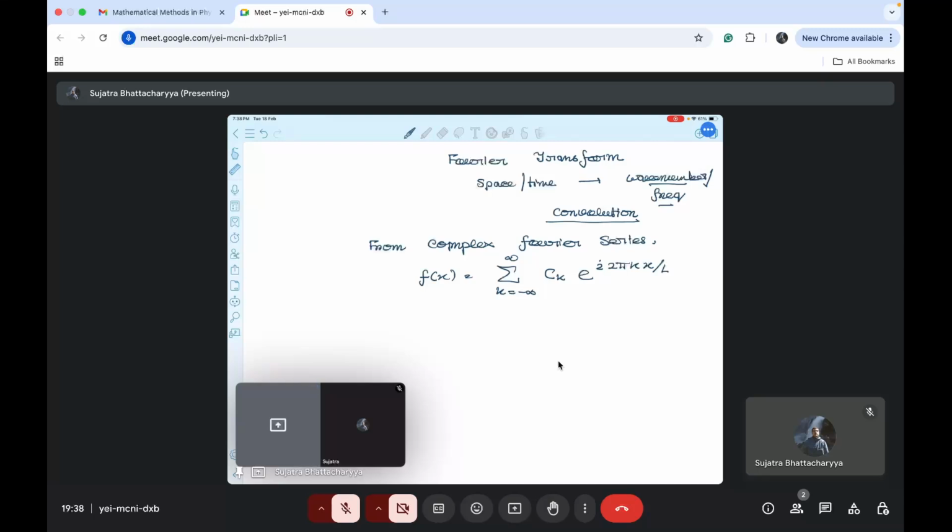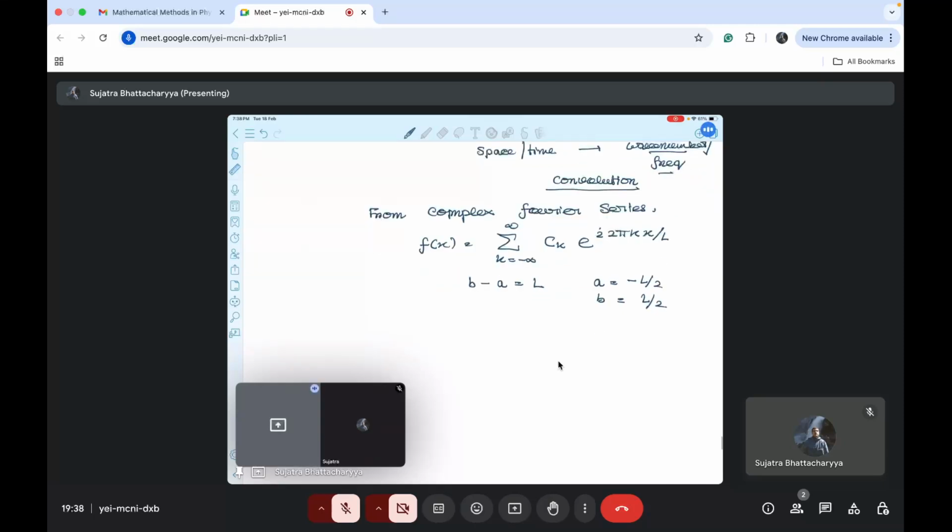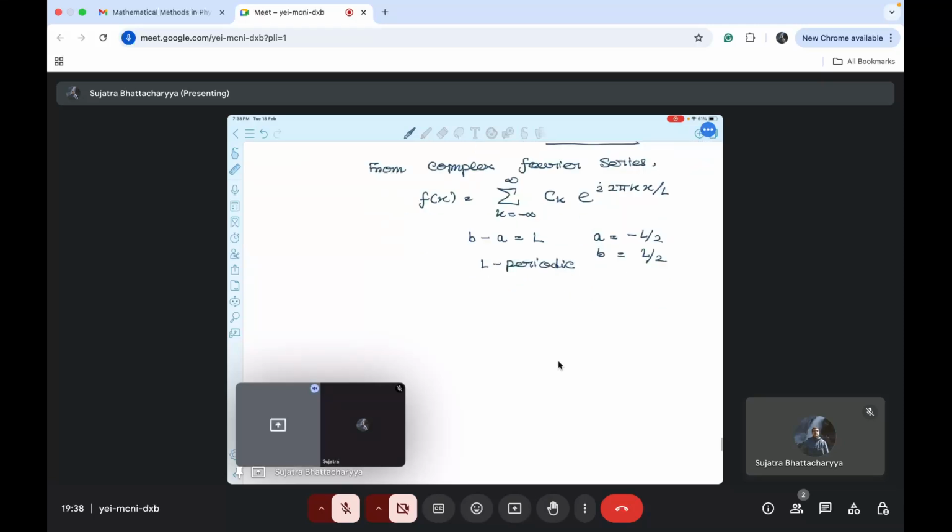We are writing b minus a is equal to L. a is minus L by 2, b is L by 2. So if you do b minus a, it will be L. So it's an L-periodic function. This is for simplicity. For derivation, we are assuming an L-periodic function. So my c_k will be what? 1 by L, integral from minus L by 2 to L by 2 of f(x) e to the power minus iota 2 pi k x by L dx.